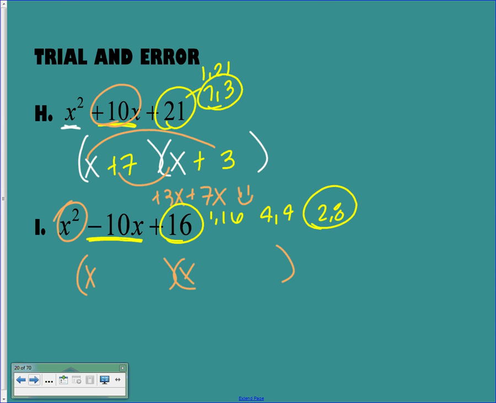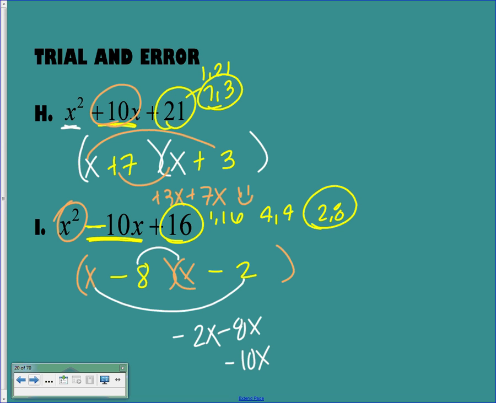Now I have to get to a negative 10, so I'm going to try minus 8 minus 2. Okay, again, let's check our work, see how we did. So check your outsides, negative 2x. Check your insides, negative 8x. Negative 2 minus 8 is negative 10x, which is what we wanted, so we're good to go.